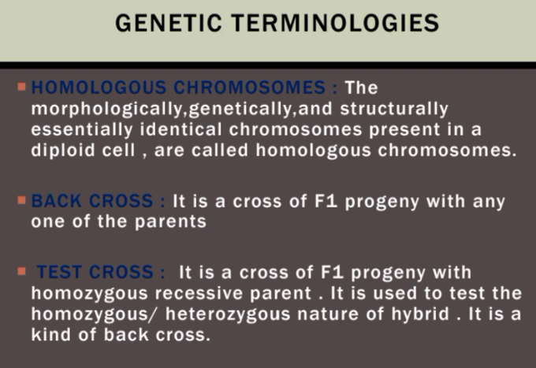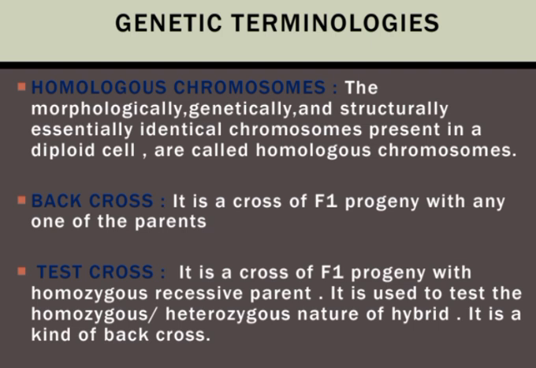Next is back cross. It is a cross of F1 progeny with any one of the parents. So when we cross the F1 generation with any one of the parental generation, that is called a back cross. Now test cross. Test cross is a cross of F1 progeny with the homozygous recessive parent. The main difference between back cross and test cross is, in back cross we cross the F1 generation with any parent. It can be the homozygous dominant parent or the homozygous recessive parent. Whereas in test cross we have to cross the F1 generation with the homozygous recessive parent only, that is the parent with the recessive genotype small t.